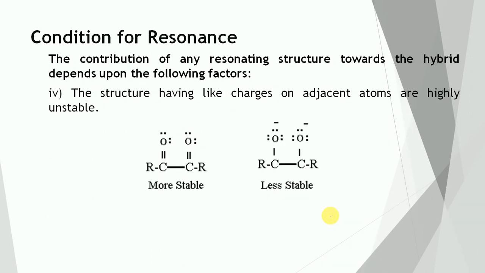The last one: the structure having like charges on adjacent atoms is highly unstable. In this case, the first one, there is no charge separation, so it is more stable. And in the second case, the like charges are on adjacent carbon atoms. Adjacent means next to the atom which we are considering. So structure number 2 is less stable.